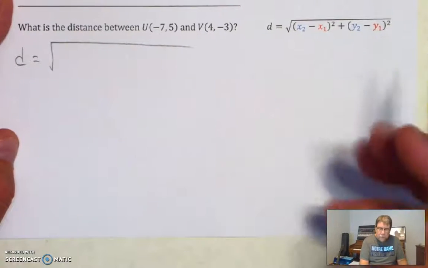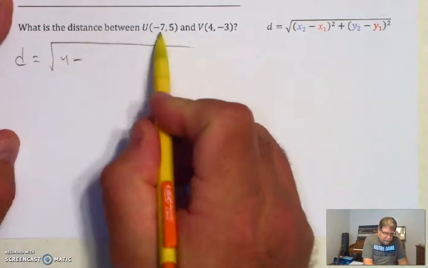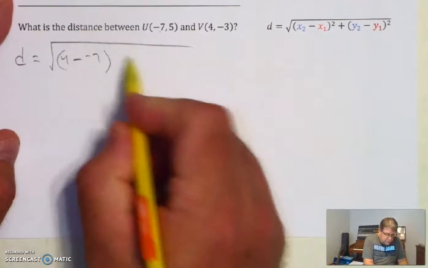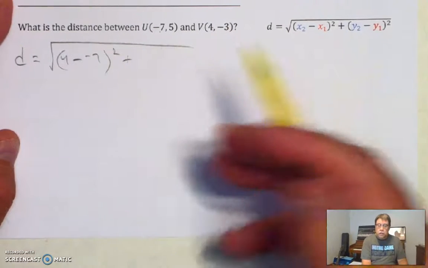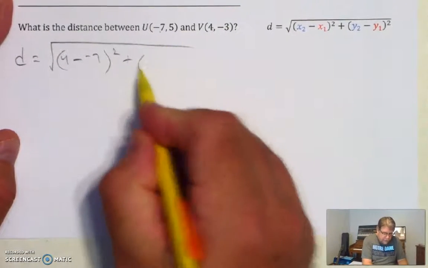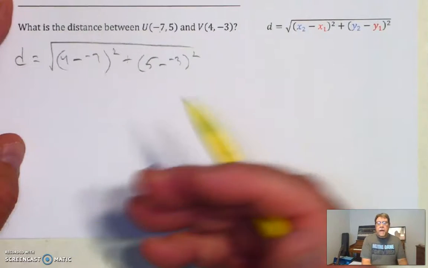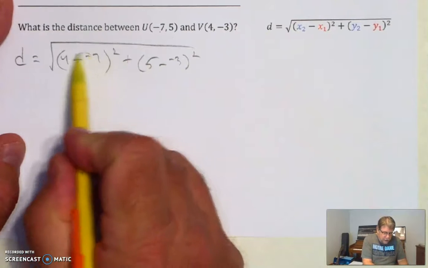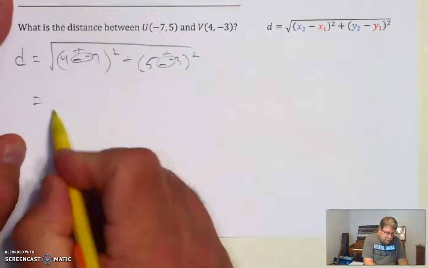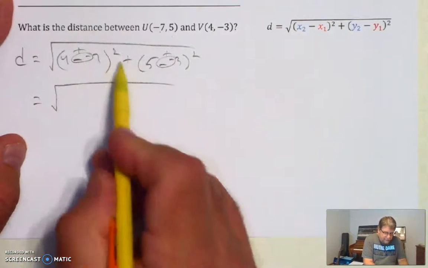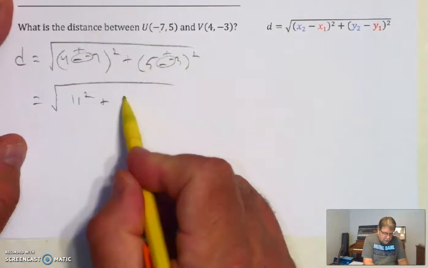So I'm just going to simply pick the larger x value first, which would be 4, and then subtract -7. I'll use my parentheses and square that, and then there's plus from the formula, and then I'll take the larger y value, in this case 5, minus -3 squared. It just makes the math a little bit easier to do. We have a double negative here, which gives me plus. We have a double negative here, which gives me plus. So that's going to give me the square root of 11 squared plus, this is going to be 8 squared.